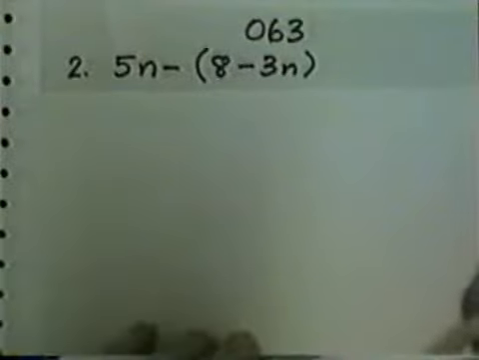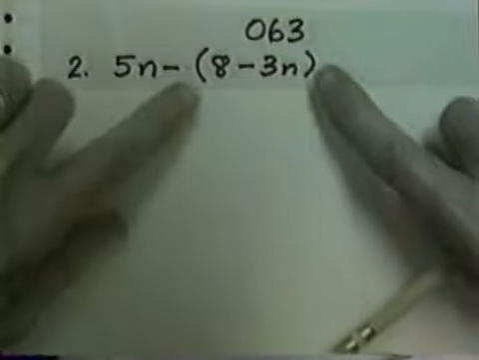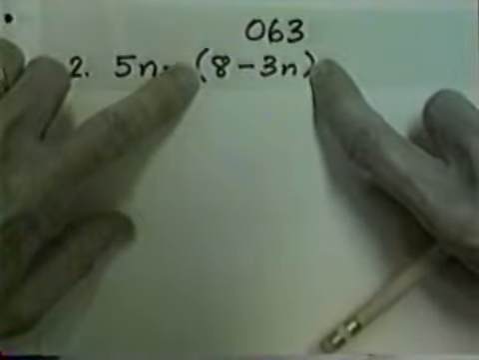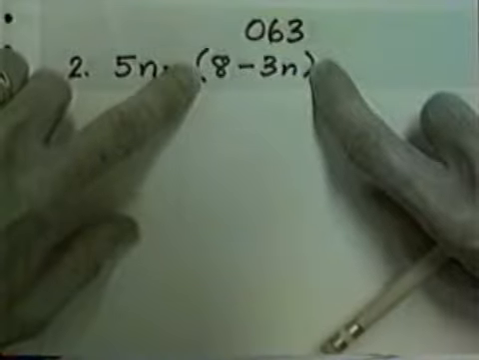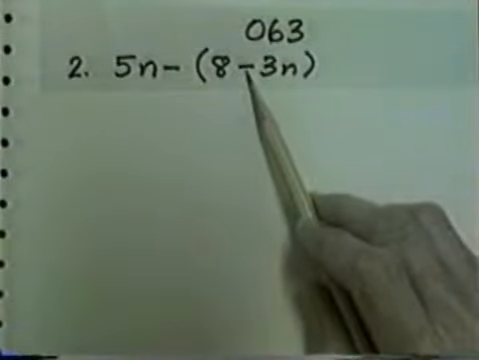Our next example, example 2, is 5n subtract, in parentheses, 8 subtract 3n. Let's begin by working inside parentheses. Inside parentheses, there is no combining terms that can be done, but we can change subtract to add the opposite.